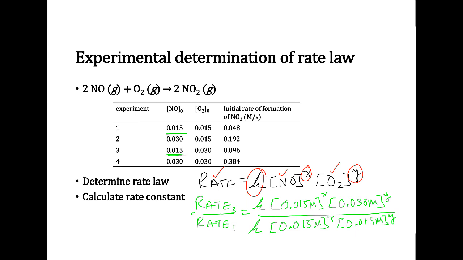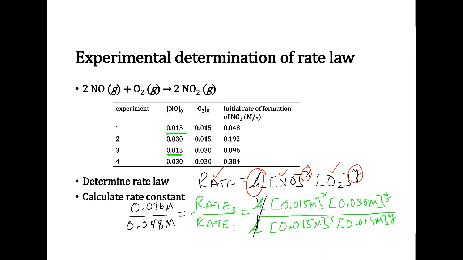All right, so we have this expression here. What this allows us to do is plug in these rates over here as well. So we'd have 0.096 molar over 0.048 molar. And whenever you're setting these up, it tends to be easier if you put the larger rate and the larger concentrations on top. Okay, so for this rate law, the rate constant should be a constant, so that should cancel out. So there's one of our unknowns gone.